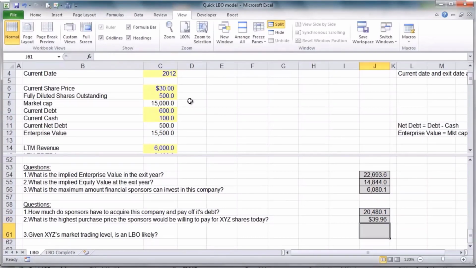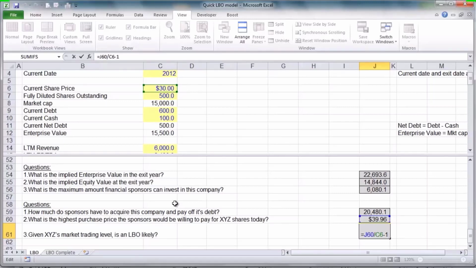Now, given what the company is currently trading at, is this possible? XYZ is currently trading at $30. We can offer $40. And of course, when you buy a company, you have to offer some kind of premium. When you acquire control, you have to offer a control premium. So we can calculate and see what that premium is. 33% premium. Pretty healthy premium. So yes, it does appear that based on our analysis, this is a possible LBO candidate.